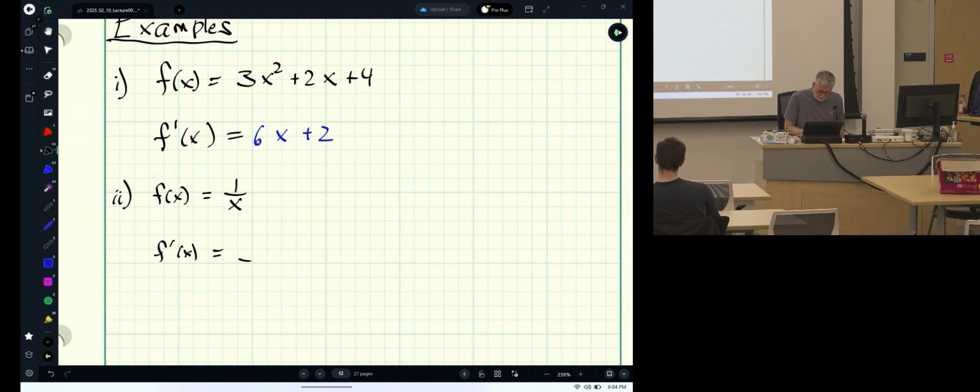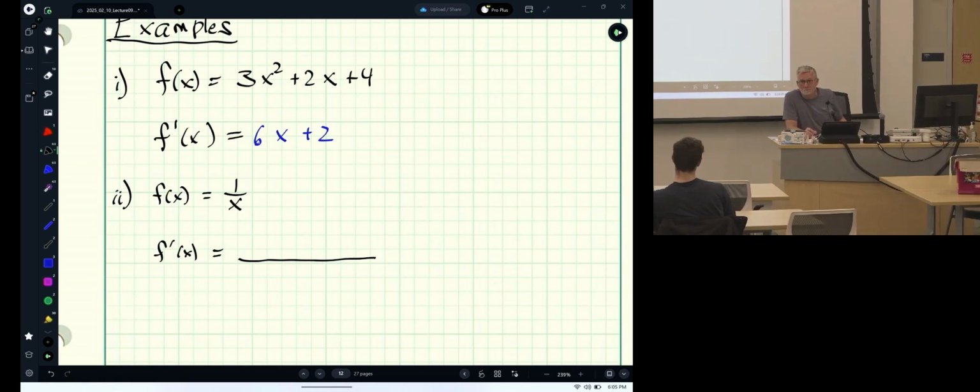Okay, so for this one, do you guys tend to use the quotient rule or the power rule? They didn't let me do that, okay? So things are better now than they were in 1975.